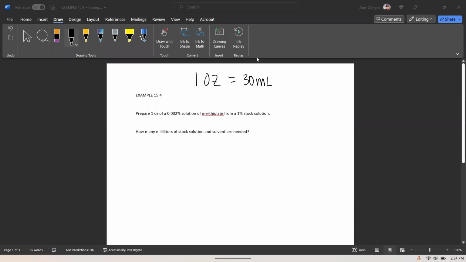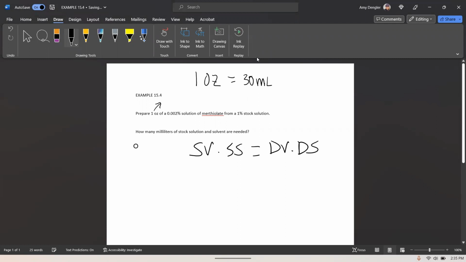So you can see I've written the conversion factor of 1 ounce equals 30 ml on the top of my paper, because that is what I'm going to need to convert that to. I don't need to do any math. It's just simply 30 ml. And I'm going to write out my formula.